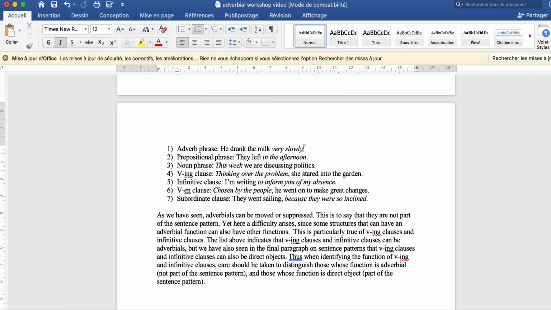When we look at structure, right? If you remember, we can kind of cover up this: he drank the milk. This doesn't exist, he drank the milk. We're only looking at very slowly, right? Because when we talk about function, of course, we're saying, what do these words do?